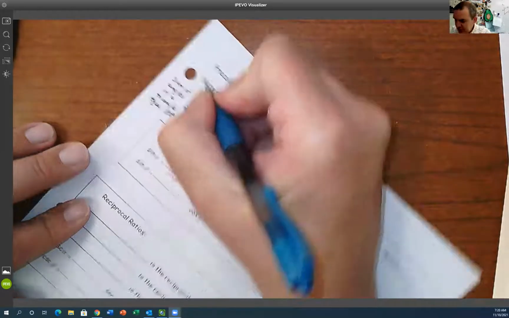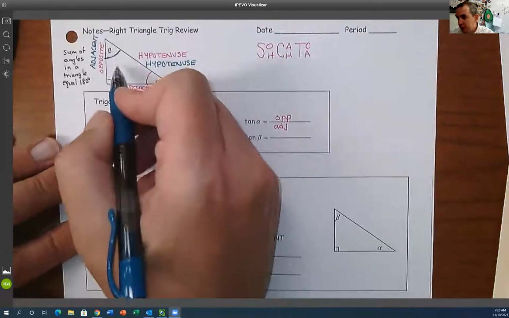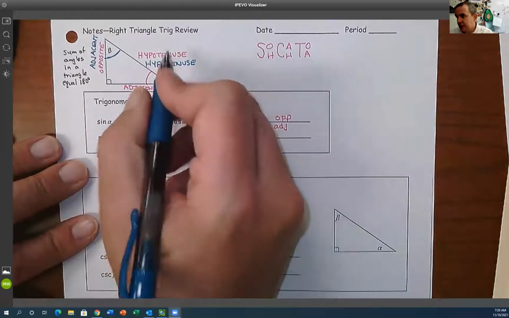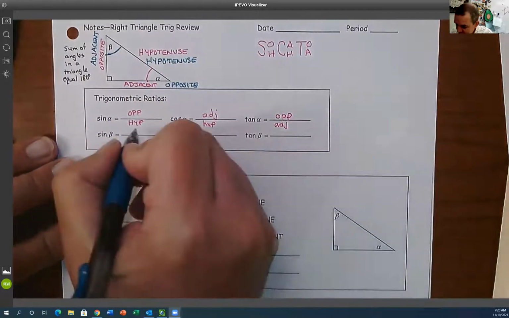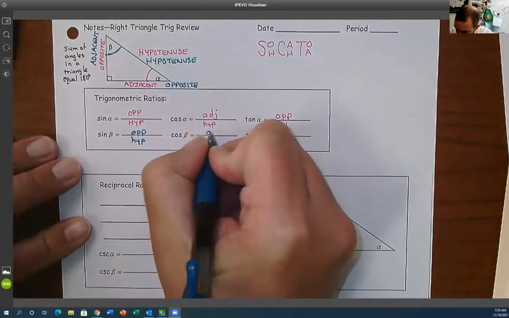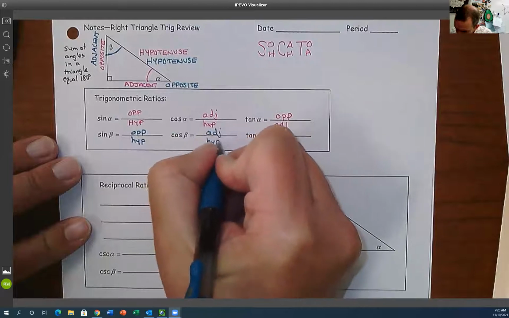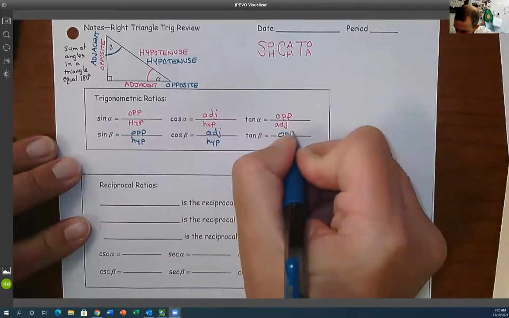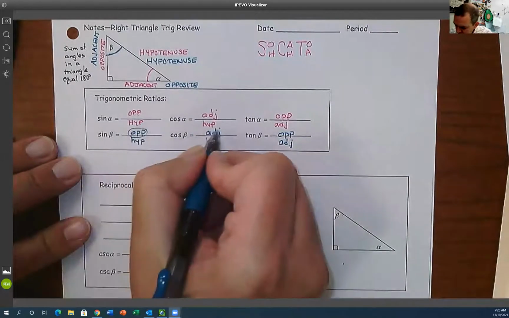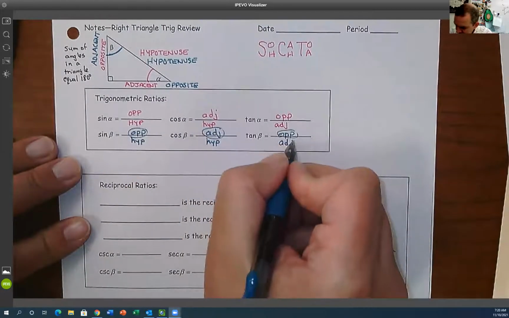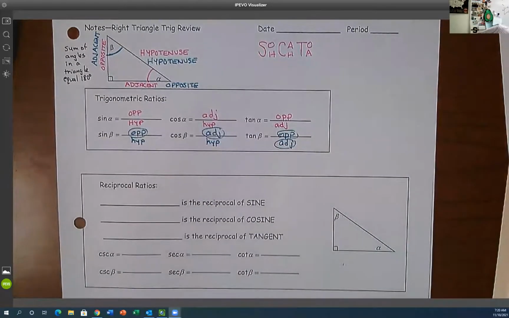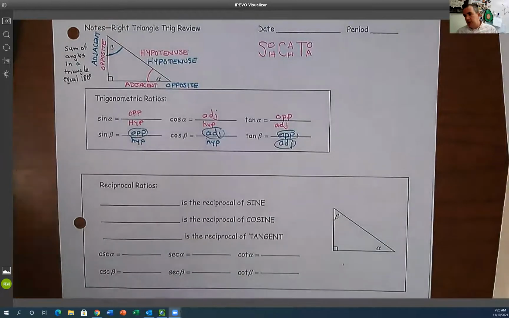So it's a reference. You've got to make sure you draw it. I would always put the little hoop on the angle and then label the sides O, A, and H. Because what's going to happen is it's still going to be opposite over hypotenuse, adjacent over hypotenuse, and opposite over adjacent. But if you notice, these reference sides are going to change when we go from one angle to the other. So now we're going to do a couple of practices.